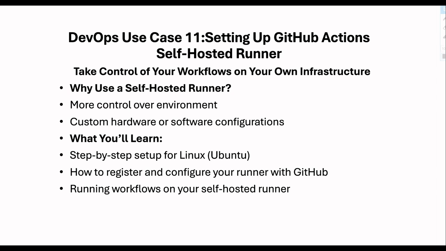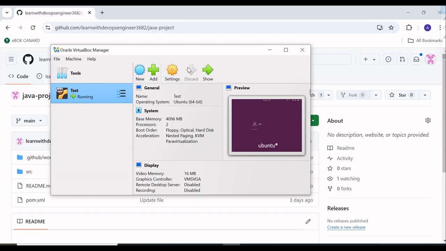First, let's get on the same page. GitHub provides virtual machines called GitHub hosted runners by default. But with a self hosted runner, you can run your own workflows on your own machine, whether it's a local server, cloud instance, or even a virtual machine. This gives you complete control over your environment, which can be really useful if you need specific software or hardware configuration. Let's start by preparing our machine.